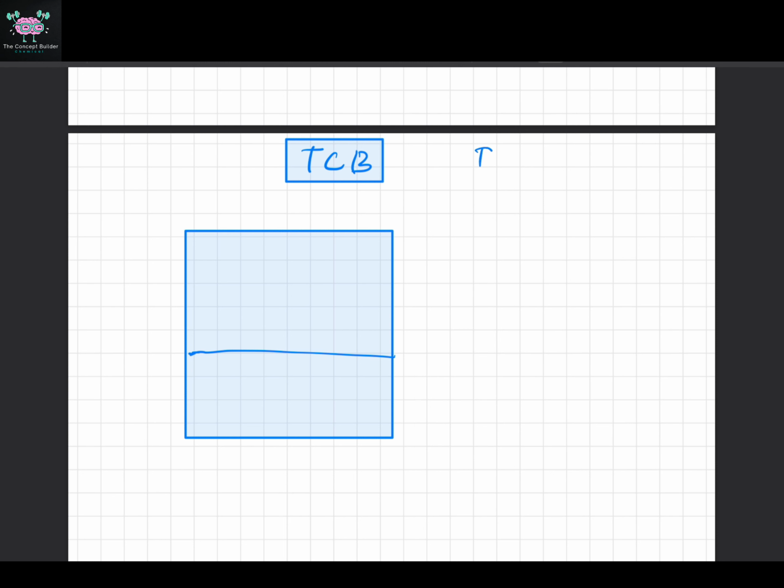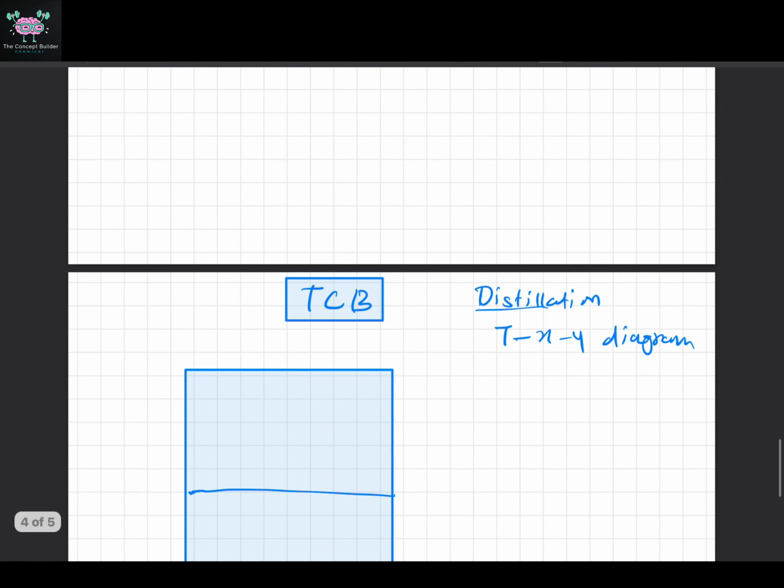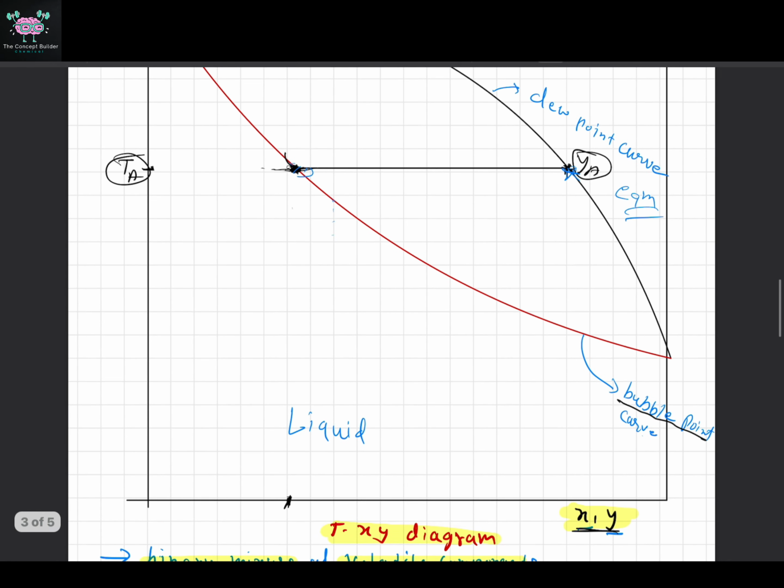And today guys, we're gonna discuss a very simple topic and very important for understanding of your distillation topic. And that topic is called the TXY diagram. Okay, so this is how it looks like.